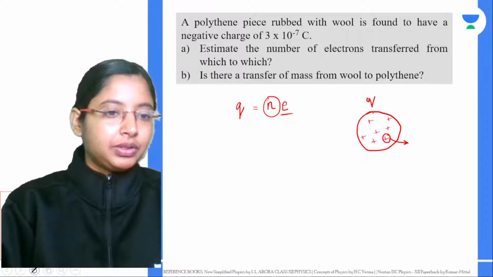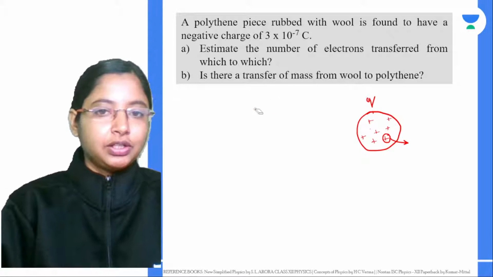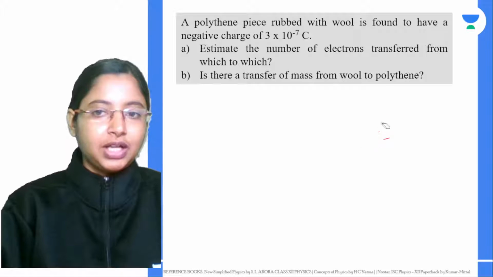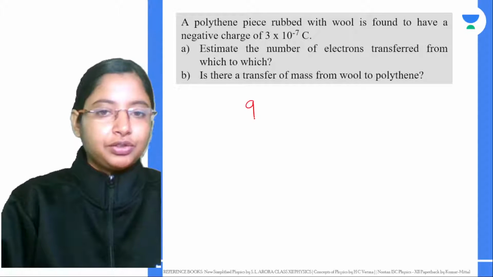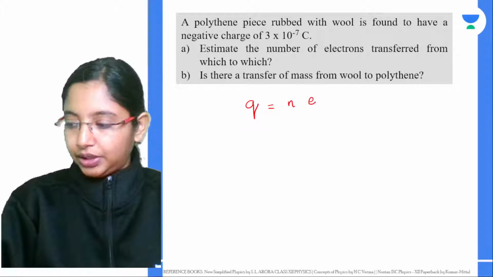Okay. So this is basically the principle behind it. This question is based on quantization of charge. It's an important question, right? So quantization of charge: Q is equal to N into E, right?